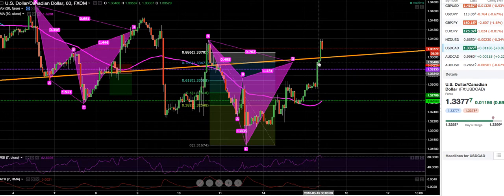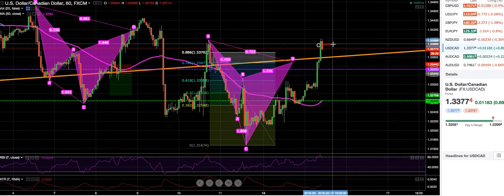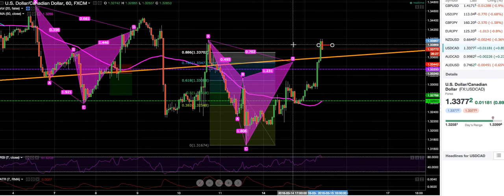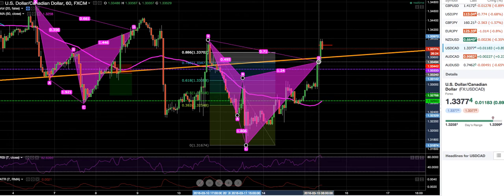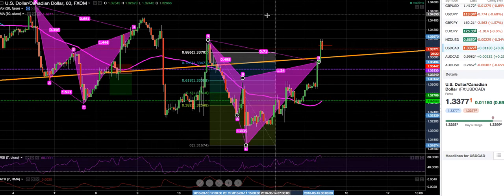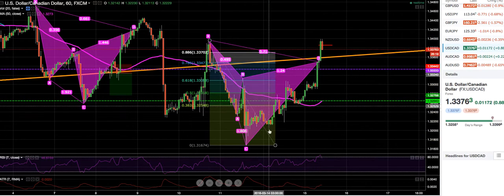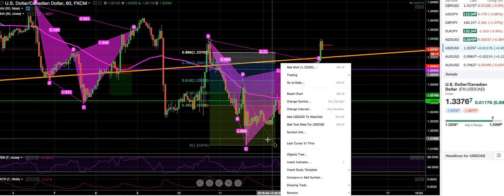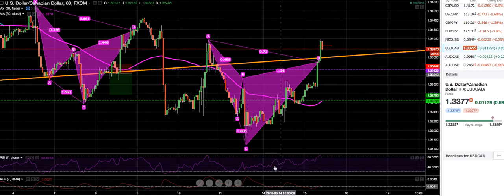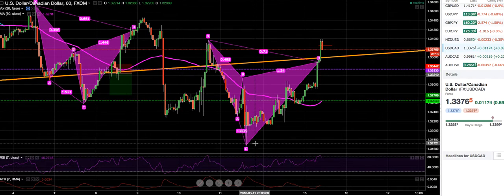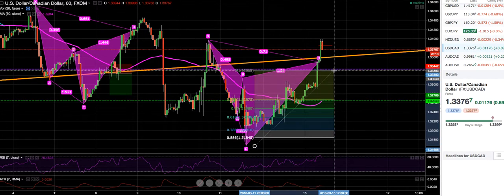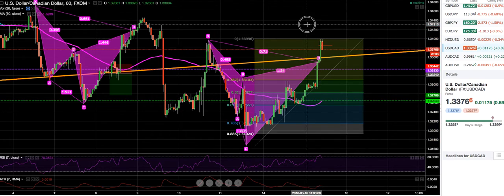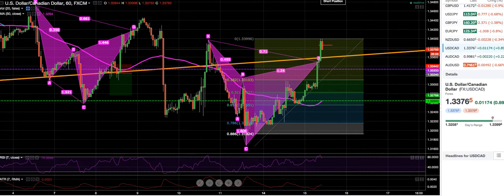So here was technically our entry, but I just got short right here, I think. And what that does for me is I just get a better risk to reward. So I'm using all the same. Let me remove this. My entry is based on the cipher pattern. So this looks something like this.